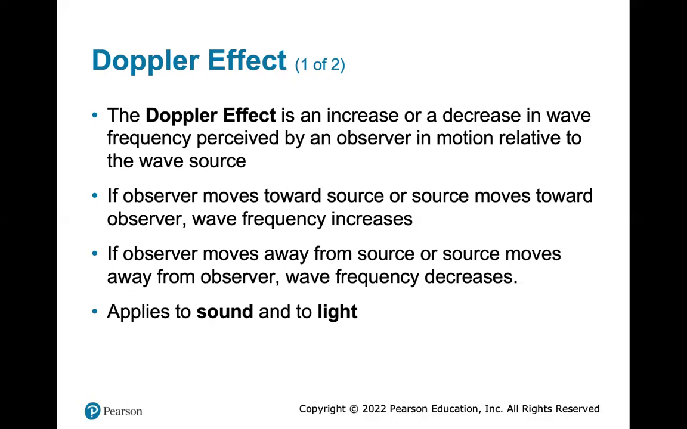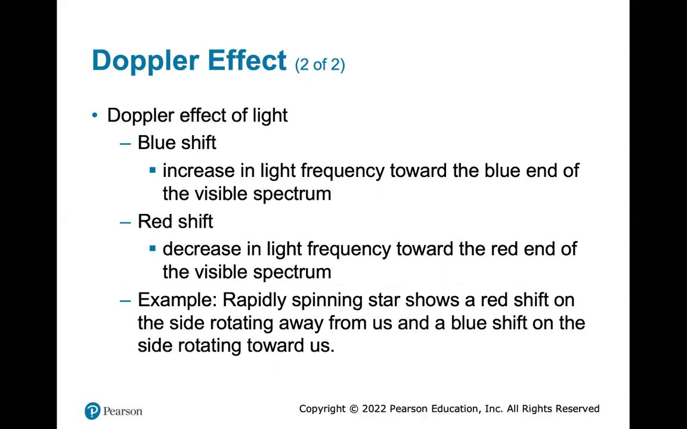Okay, let's continue on. Doppler effect of light. I already discussed this, but we'll read it on the slide. The blue shift increases light frequency toward the blue end of the visible spectrum. Again, it means it's moving towards you. The red shift is a decrease in light frequency toward the red end of the visible spectrum. Example, a rapidly spinning star shows a red shift on the side rotating away from us and a blue shift on the side rotating toward us.